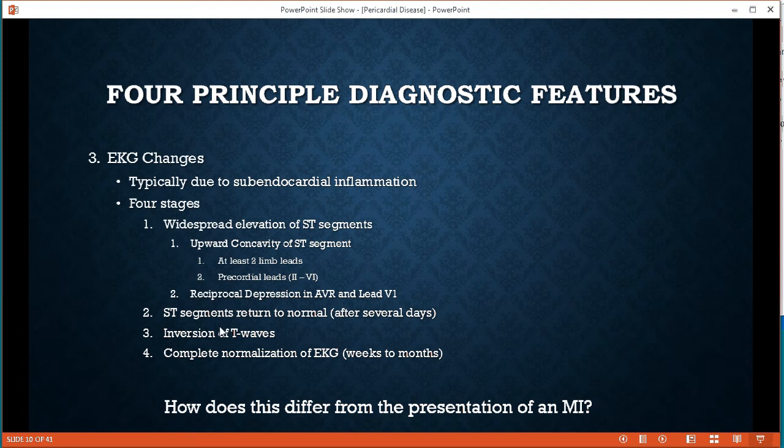Okay, so again, how does this differ from the presentation of an MI? We're going to talk about how it looks different on the subsequent slides, but again, these are changes that occur over days to weeks to months, whereas the changes in the ST segments in MIs or in acute coronary syndrome typically occur over hours.